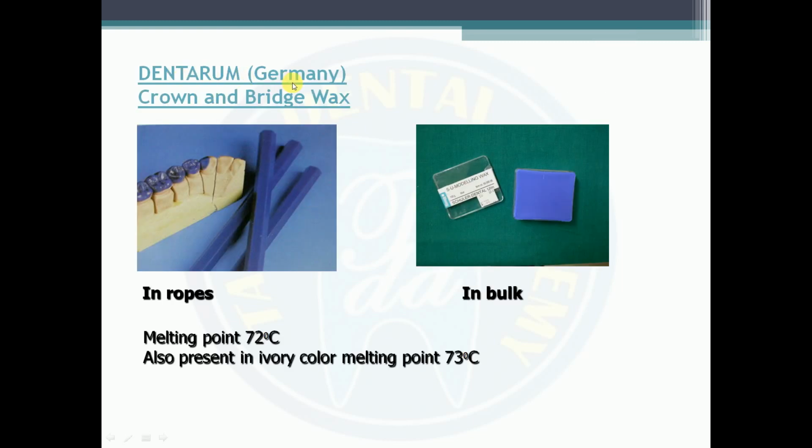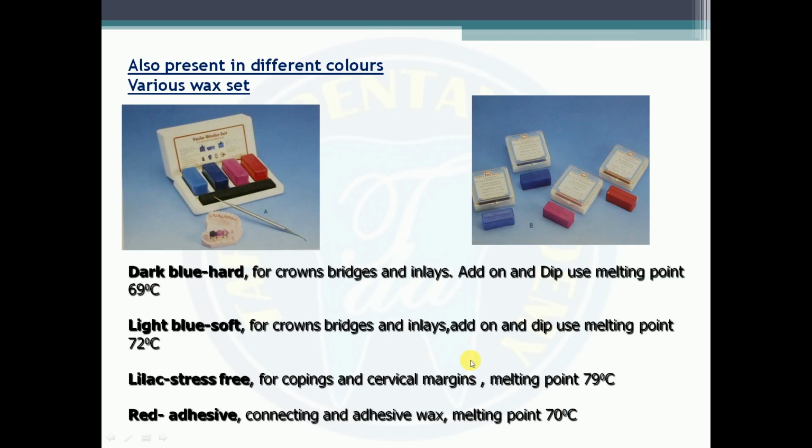Dentsply, Germany, crown and bridge waxes. So basically for the crown and bridge waxes, we use the blue wax. The blue wax is available in rope form and in bulk form. The melting point of this wax is 72 degrees Celsius, and it is also available in ivory color, whose melting point is 73 degrees Celsius. So we have various sets of the different colors of waxes.